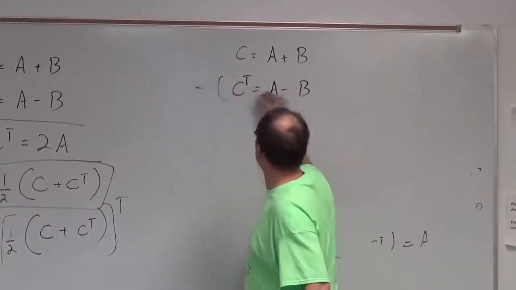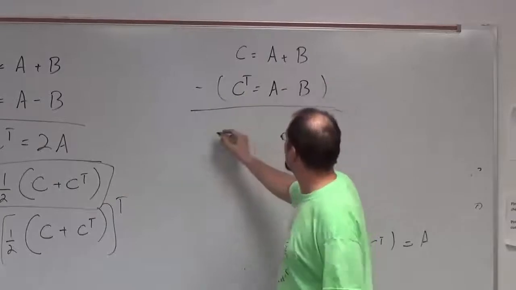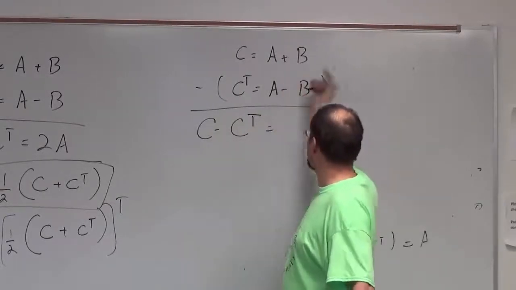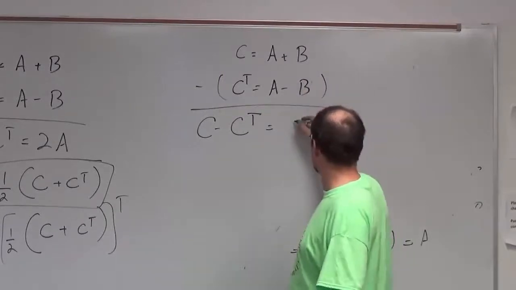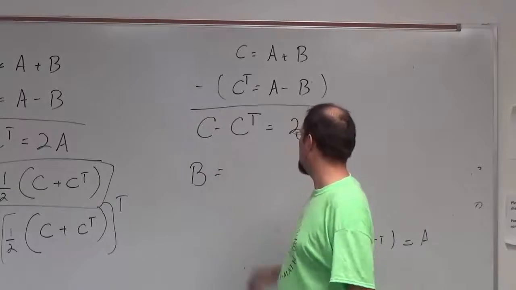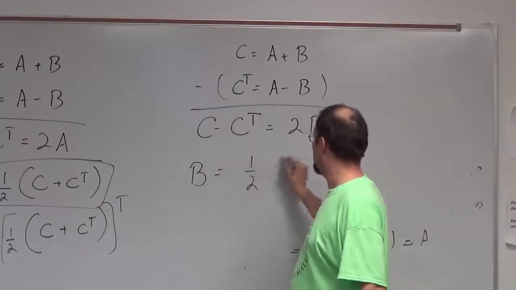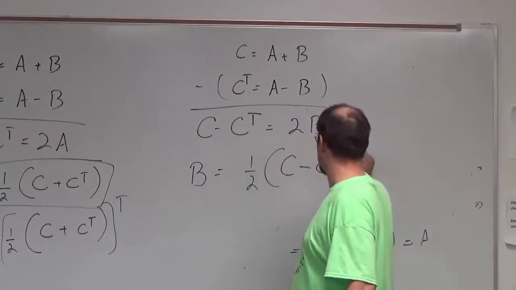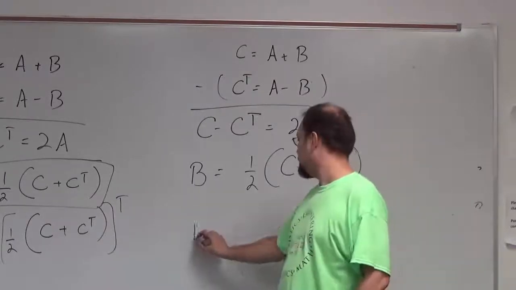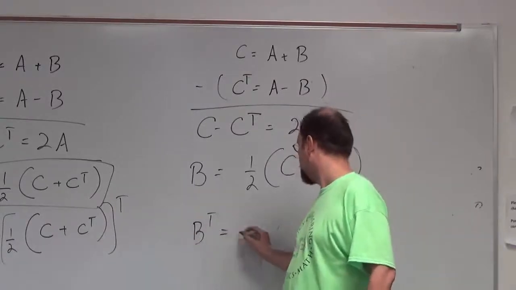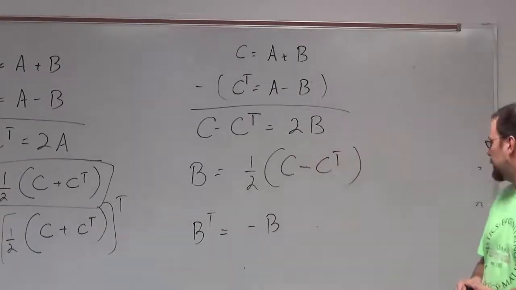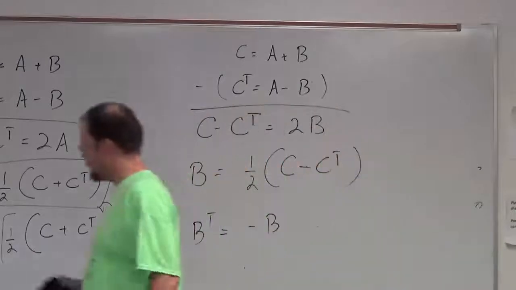I'm going to subtract one from the other. I get C minus C transpose is A minus A, that's the 0 matrix, and then I get 2 B's. So we should define B to be half of C minus C transpose. And you can check that if you transpose B, you're going to get the negative of B. You're just using properties of transposes. So it's indeed skew symmetric.